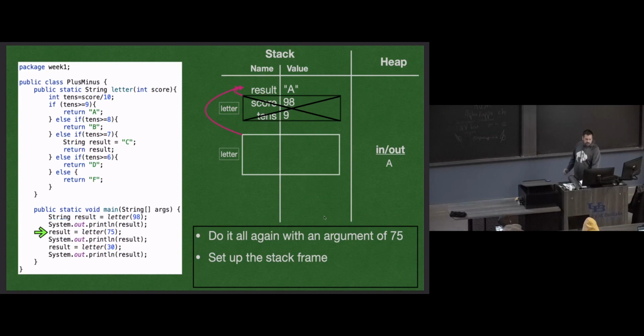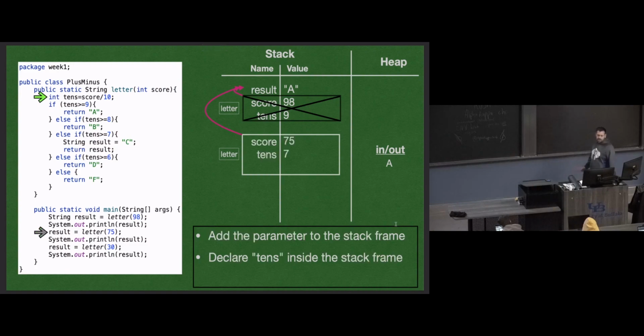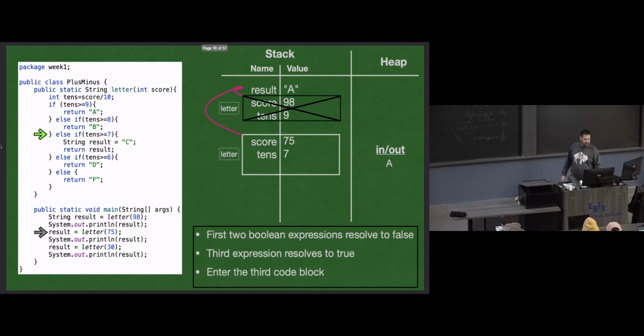So we're going to call this method again. We get score 75. We get 7.5, or at least we would if this weren't integer division. The 0.5 is deleted. It's gone. So we just get tens equals 7. Our first two conditionals are false. 7 greater than or equal 9, 7 greater than or equal 8. So we move on to the third one. We're going to get true, and we're going to execute this code block.